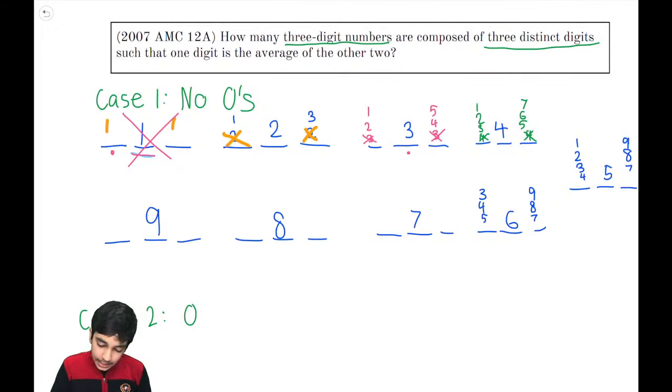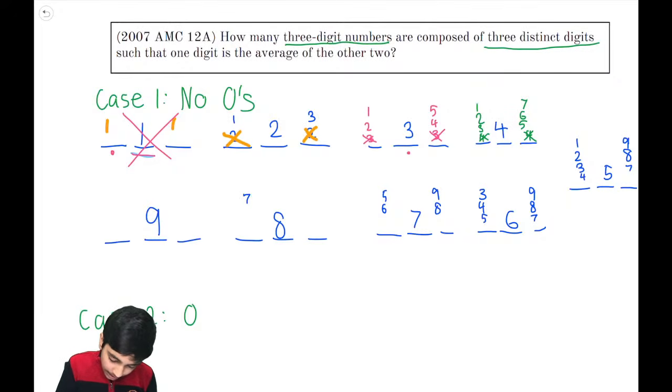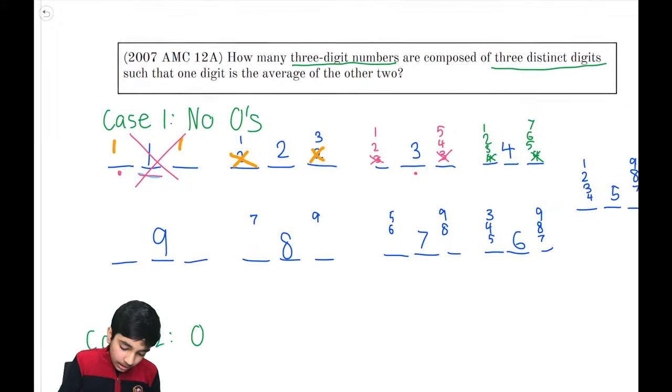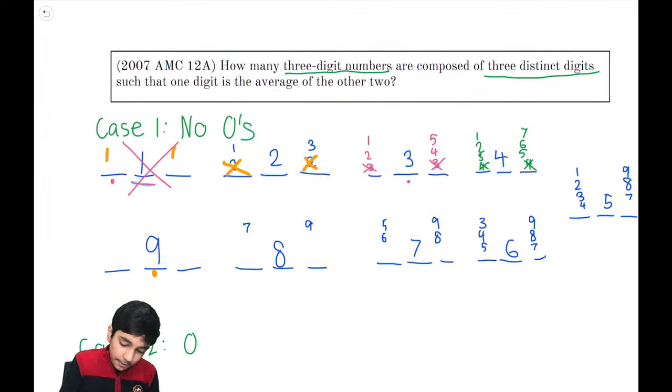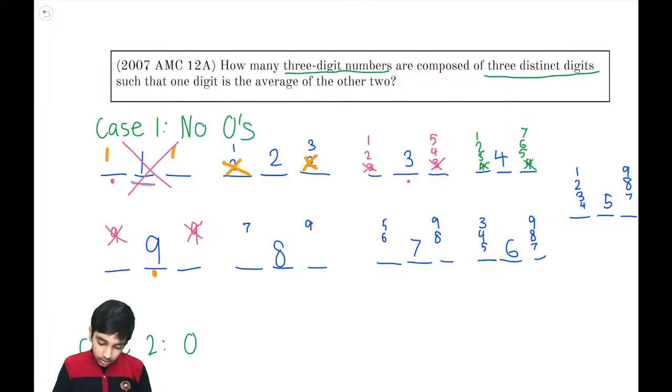For a sum of 14, we can have 5, 9, or 6, 8, or 7, 7, which won't work. For 8, we can have 7, 9, or 8, 8, which won't work since 8, 8 is duplicate digits. For 9, if the middle digit is 9, the sum of the first and the third digit is 18, meaning both digits have to be 9. But again, that doesn't work since that means duplicate digits.